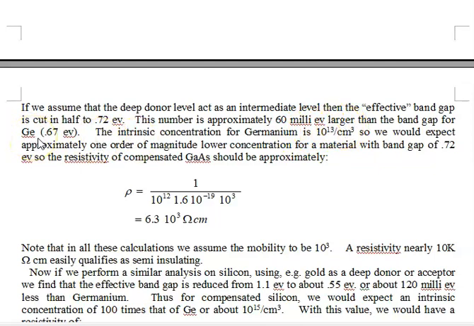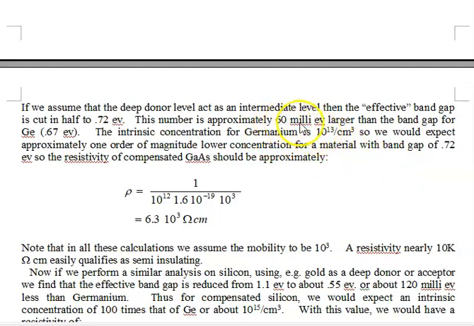The band gap for germanium, I believe, is 0.67. We add 0.06 to that, pretty close to 0.72. Now, if you work out the intrinsic concentration of germanium, it works out to 10 to the 13th. I believe that's a correct number. So we have approximately 1 order of magnitude lower concentration in 1/2 the band gap of gallium arsenide than we have in germanium, about 10 to the 12th.